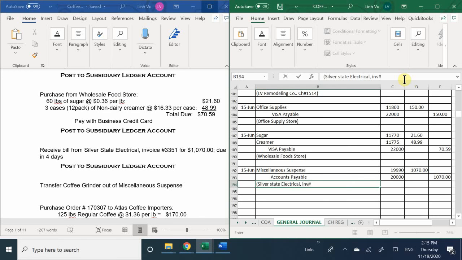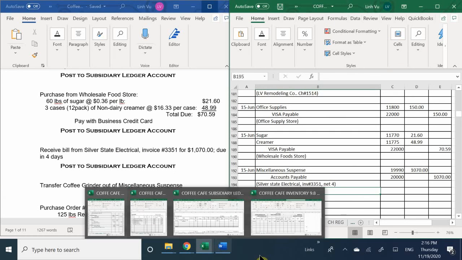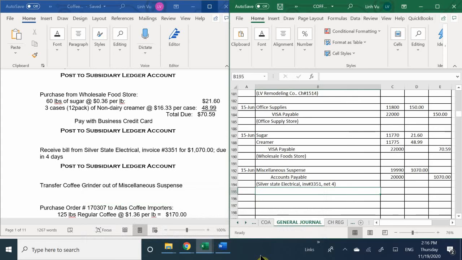Invoice number 3351. Net 4 days. Okay, good. Sorry, I'm typing. That's fine. Okay. So we're done there. We don't have to go to the check register because we did not write a check.